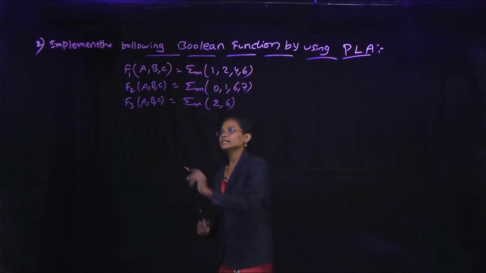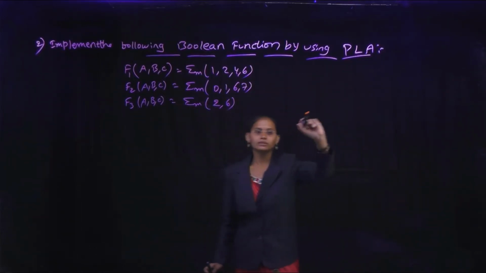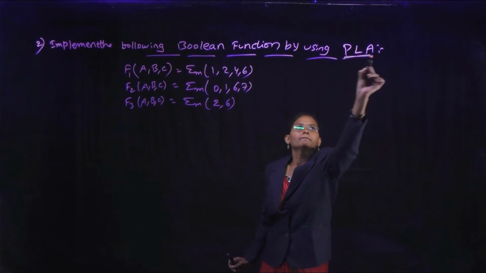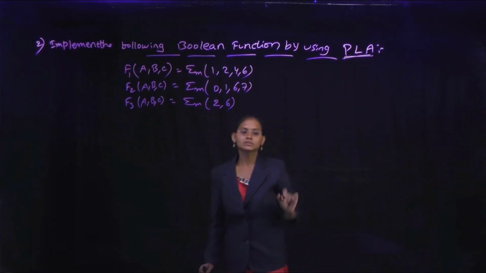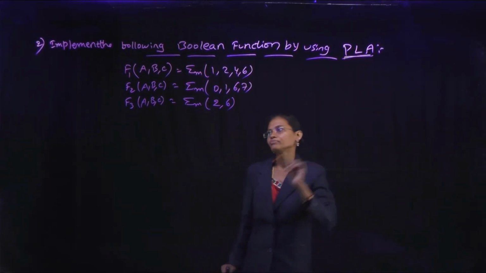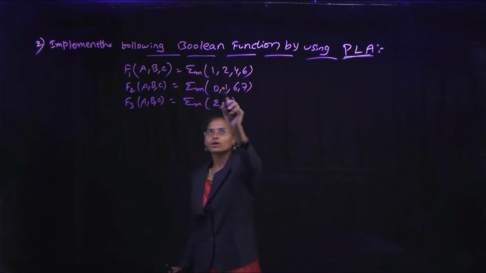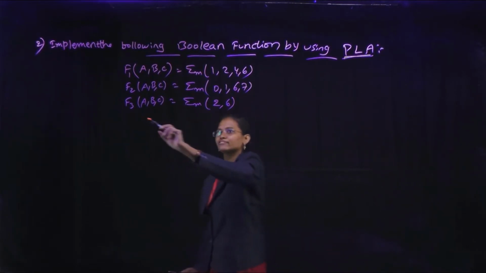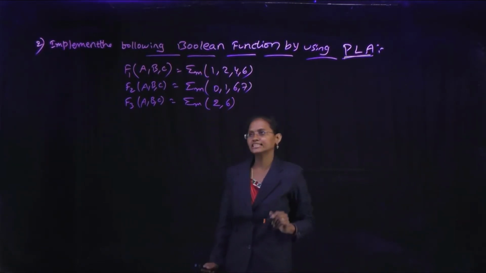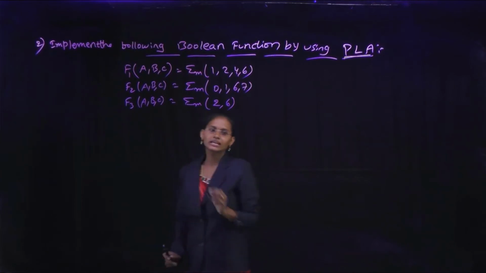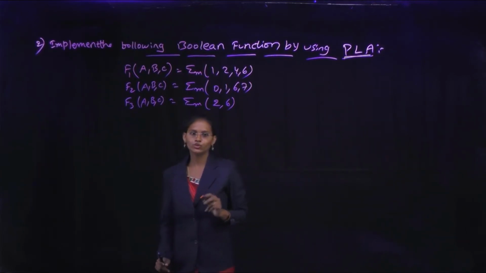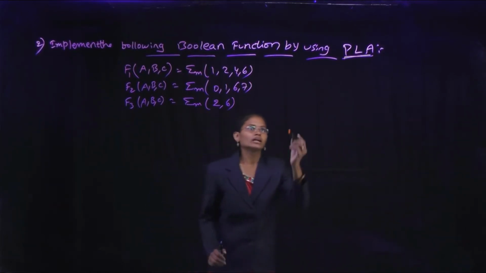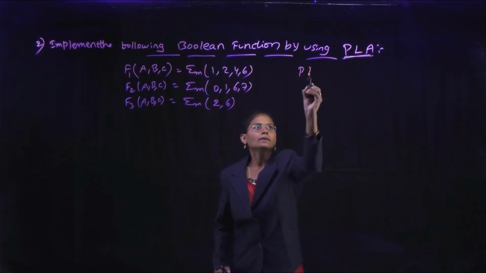Next problem is to implement the following Boolean function by using the PLA. PLA means programmable logic array. Here f1 of ABC equals the min terms 1, 2, 4, 6, f2 of ABC equals 0, 1, 6, 7, and f3 of ABC equals 2 and 6. First we draw the K map for f1, f2, f3. Okay, here by using the PLA.